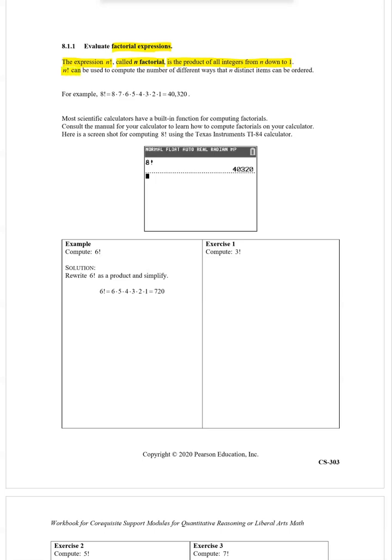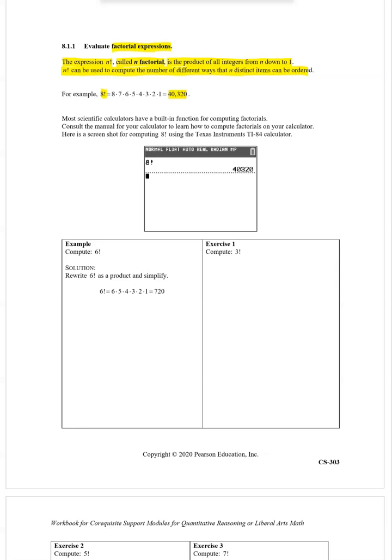So n factorial can be used to compute the number of different ways that n distinct items can be ordered. For example, 8 factorial is just 8 times 7 times 6 times 5 times 4 times 3 times 2 times 1. I usually don't write the 1 because anything times 1 is just itself, but that is 40,320. And factorials grow really fast.